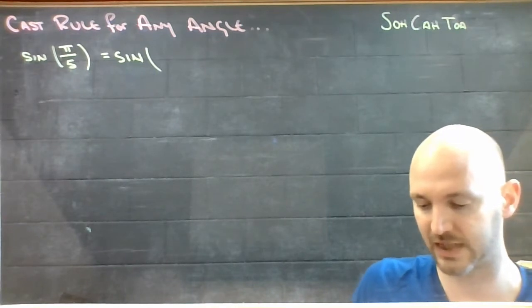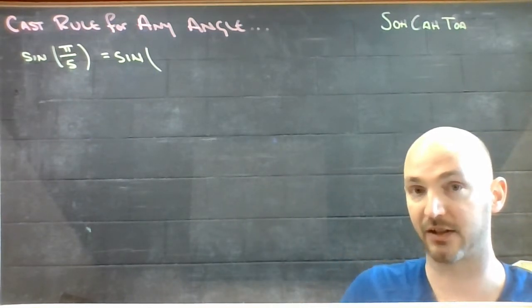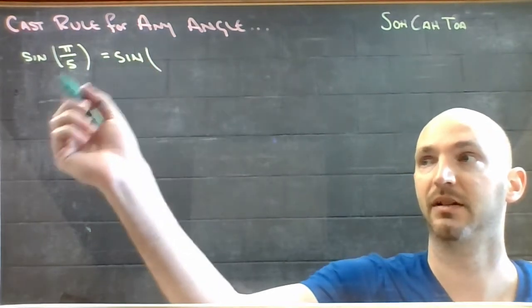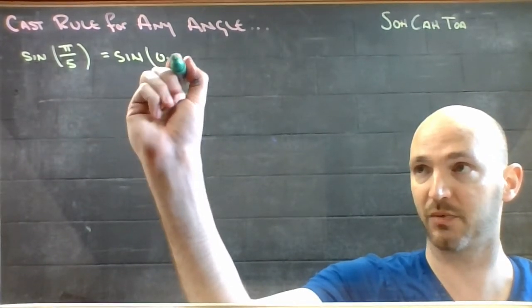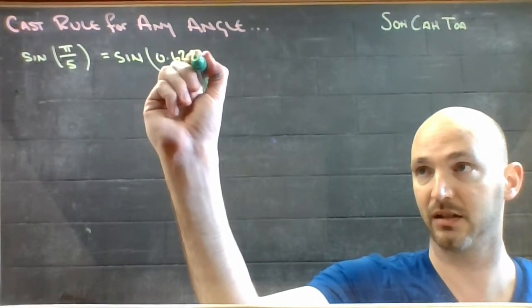Now that's irritating. I don't want to type all of those digits. So I'm just going to keep 3 decimal points on my paper and all the decimal points on the screen here so that I'm not rounding. So sine of pi over 5 is the same as sine of 0.628-ish.